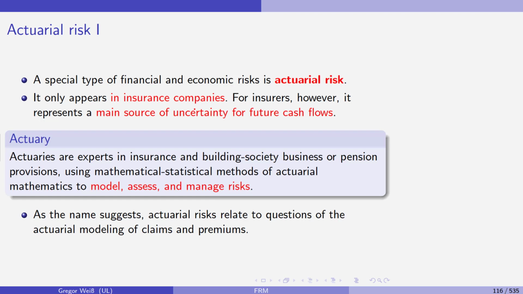Why? First of all, we need to be clear what actuaries are. Actuaries are experts in insurance and building society business or pension provisions, and they use mathematical statistical methods of actuarial mathematics or actuarial science to model, assess, and manage risks. Building society is in German Bausparkasse. And as the name suggests, actuarial risk relate to questions of the actuarial modeling of claims and premiums.